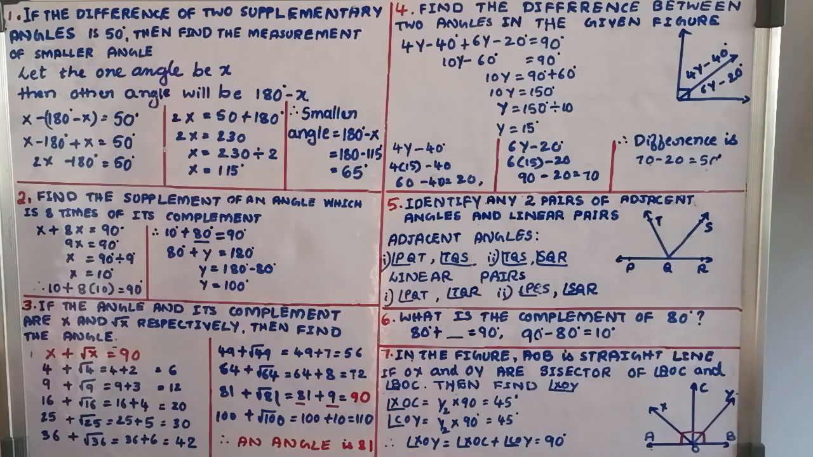Today I'm going to solve the problems that are helpful for Math Olympiad. First one, if the difference of two supplementary angles is 50 degrees, then find the measurement of the smaller angle.